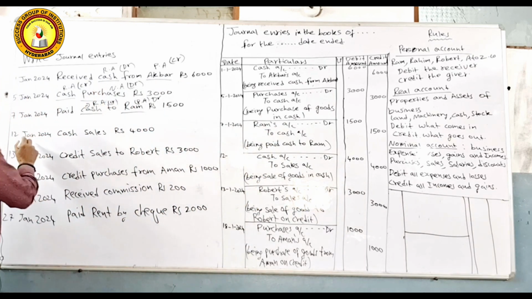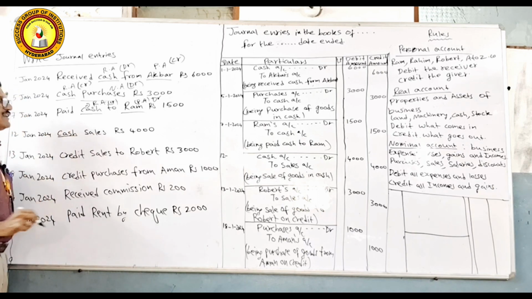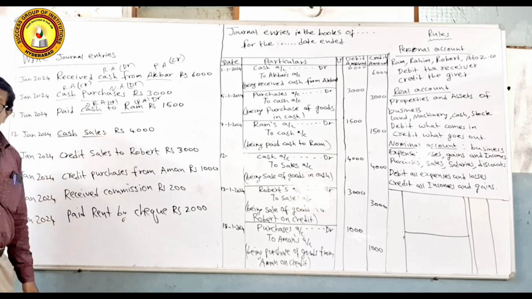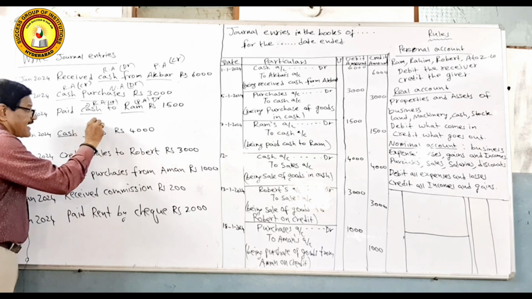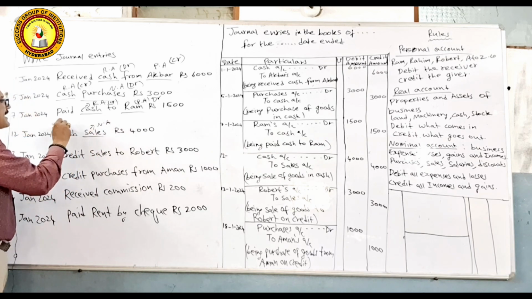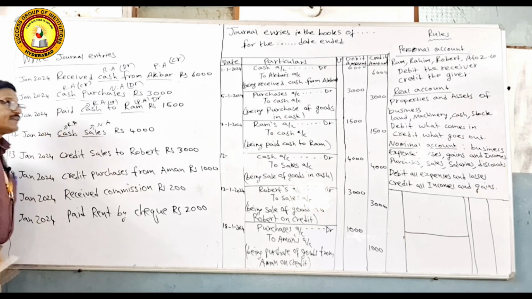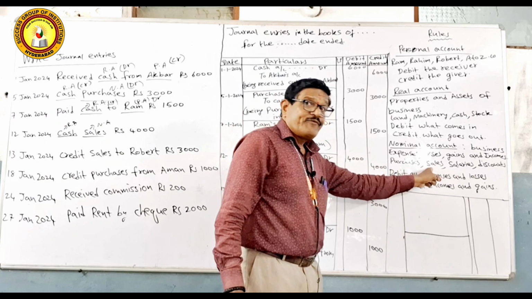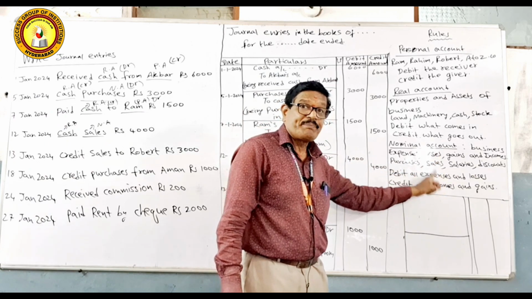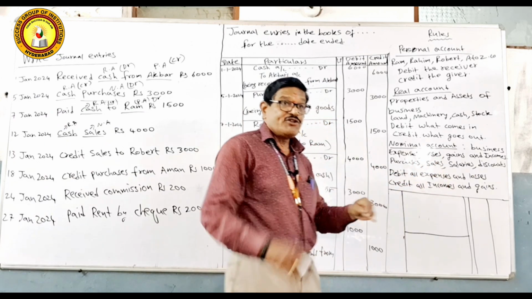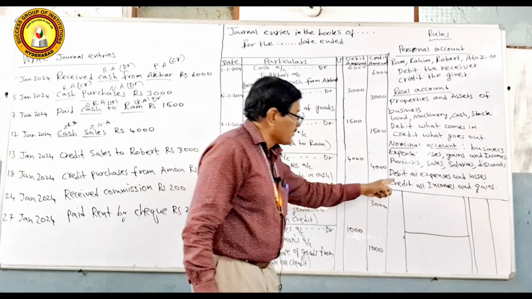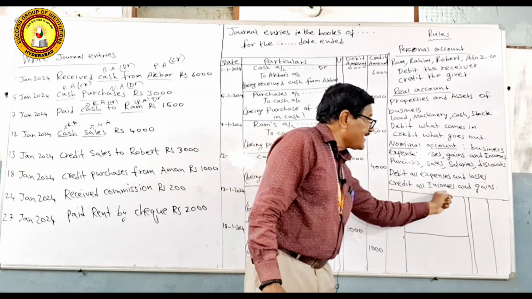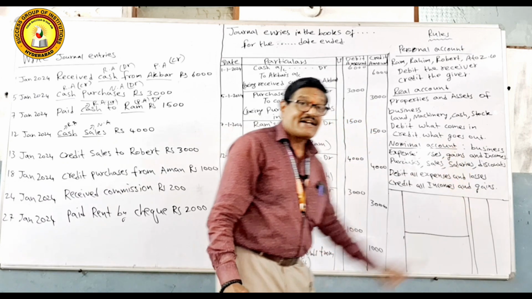Now we come across the 12th point, 12th January. Cash sales rupees 4,000. Cash is one aspect, sales is the other aspect. Sales comes under nominal account, and cash comes under real account. Then the rule says that in the nominal account, sale is an income for a business. Purchase is expenditure, sale is income. When you sell goods, you receive cash. So in this one, credit all incomes and gains. Sales comes under credit.